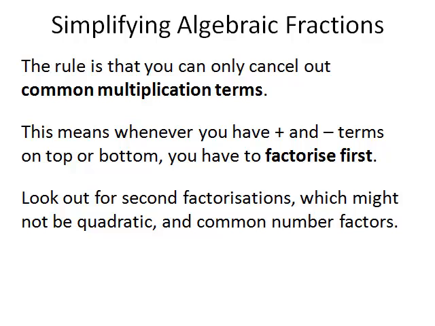And that gives us our method. We only cancel out common multiplication terms, which means you have to factorise. You have to make everything, instead of being plus and minus terms, be multiplication terms. Then you cancel any common factors, which may include common numbers and factorisations that aren't quadratic.